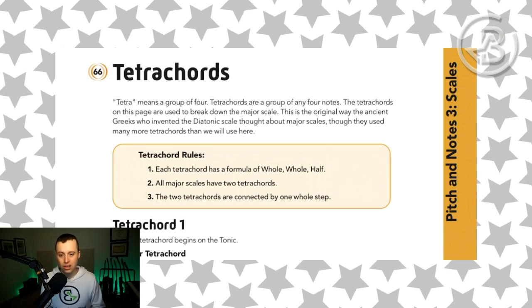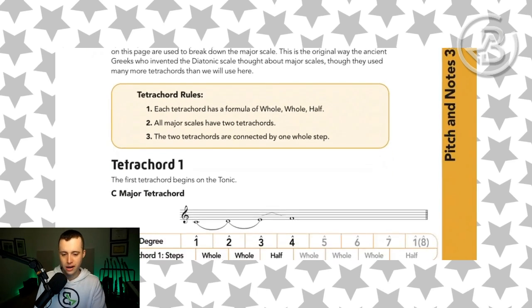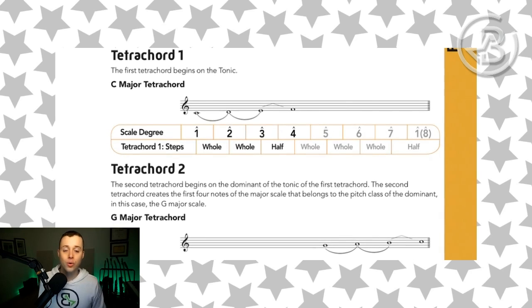Now the tetrachords on this page are used to break down the major scale, and thinking about scales in terms of groups of 4 is actually how the ancient Greeks, who pretty much invented these scales, thought about them. Little piece of history there, you don't need to remember that, but it's a fun fact. They used more tetrachords than what we're looking at here, and understanding tetrachords is going to be very important when we start looking at more advanced minor scales, like the harmonic minor scale, not to scare you with big words, but just so you know that tetrachords are going to be useful in the future, not just in the present moment.